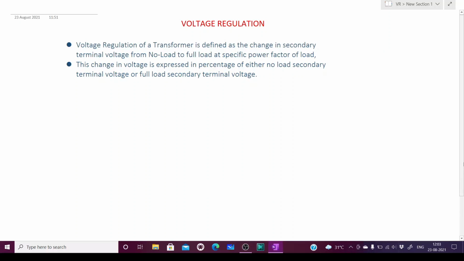Hello students, so far we have discussed efficiency and its calculations, and we are going to see voltage regulation, which is one of the performance indices we have discussed so far.